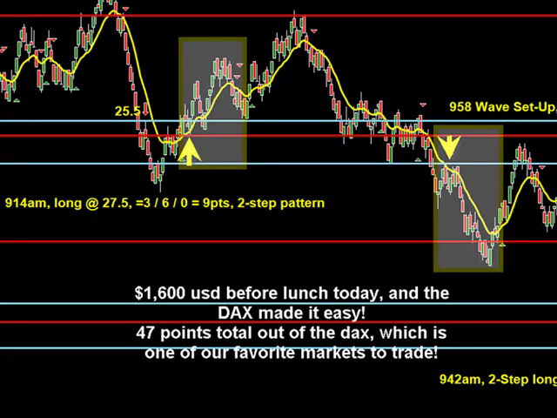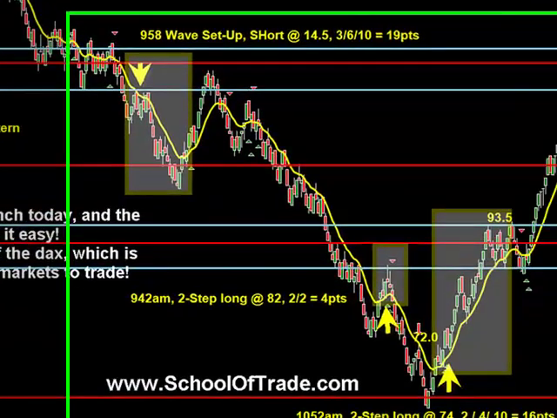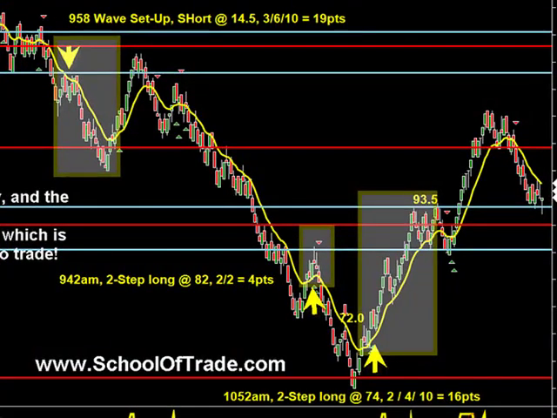And of course, that's a two-step pattern. That's a counter trend trade pattern. At 9:58, about half an hour, 45 minutes later, as you can see just to the right of this, another wave setup. Now, a wave setup is one of our most popular. It's one of our most consistent and dependable trade patterns.